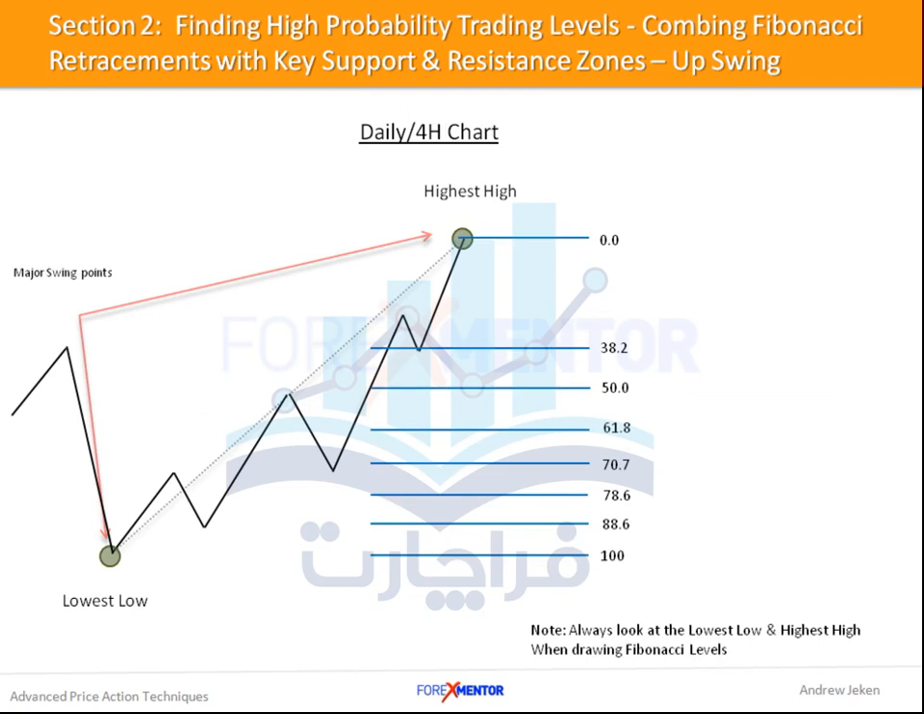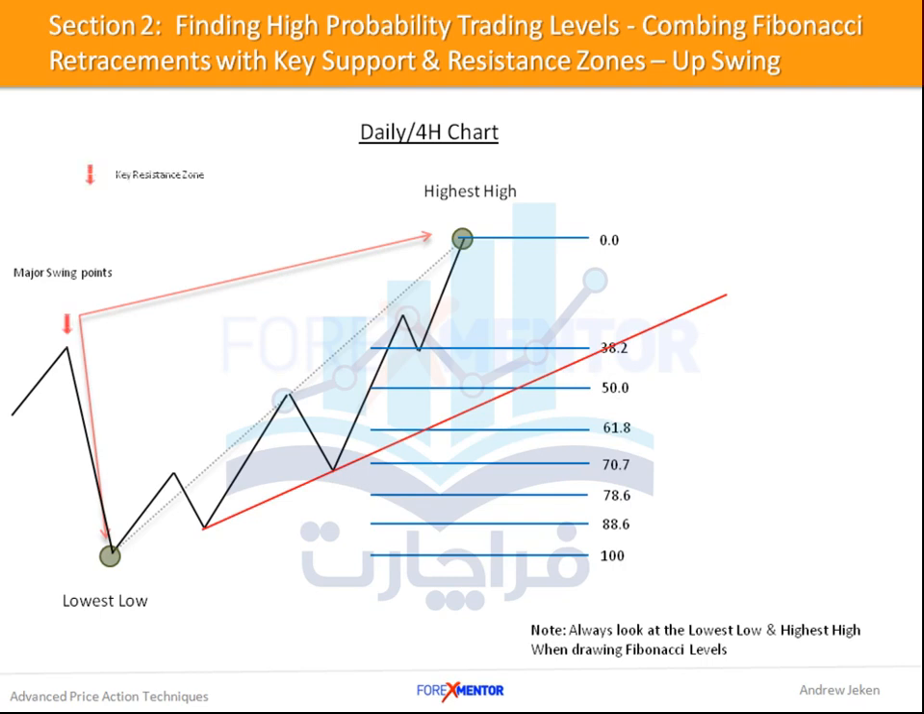We draw a Fibonacci from the low to the high, and you can see the retracement 38, 50, 62, 70.7, 79, 88.6 and the 100%. We then add in our trend lines, so we find 2 swing lows or highs. If we've got channels, we can draw those in as well, and we extend the line out.